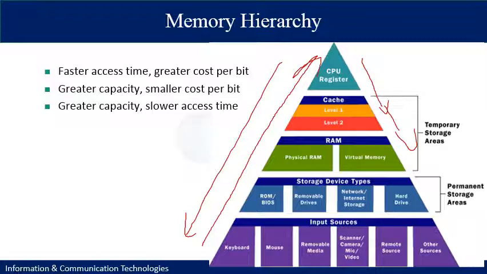So if the data is not available in the RAM, the data is fetched from the storage devices. So RAM is faster than the storage devices but slower than the cache memory. And even if the data is not available on the storage device, you request the data from the input sources. So the access from the input sources is slower than the storage devices. However, storage devices are faster than the input sources but slower than the RAM. So these are the trade-offs.